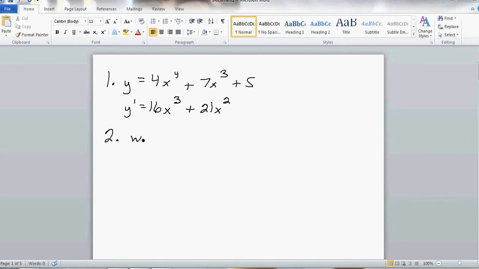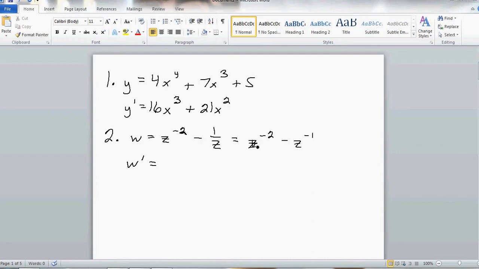Number 2, we started out with w equals z to the negative 2 minus 1 over z. Now the first thing we need to do is make this into a user-friendly form. This is user-friendly already. It's got just the exponent, but we need to rewrite this one over here. So it's going to be z to the negative 2 power minus z to the negative 1 power. Now that's user-friendly, so now we're ready to actually find the derivative, w prime.